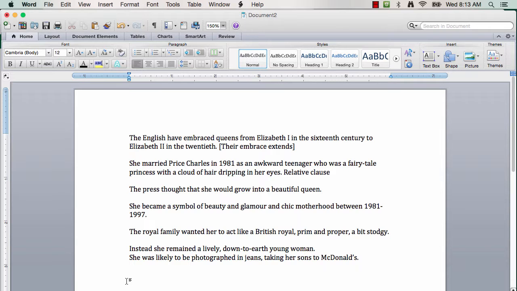But that doesn't relate the ideas together. So, she was a down-to-earth young woman. I'm going to use another positive. Okay, let's get likely up there on the other line. Likely to be photographed in jeans, taking her sons to McDonald's. Okay. I don't think that really needed an infinitive phrase or participial phrase.